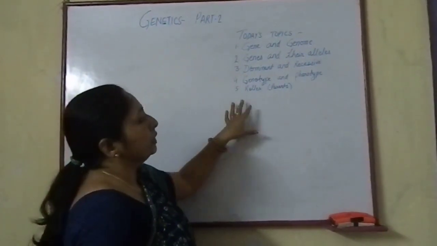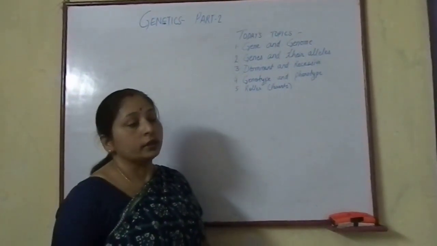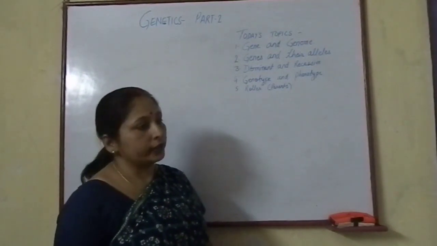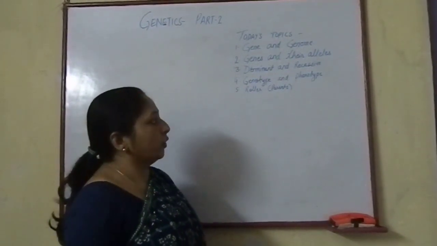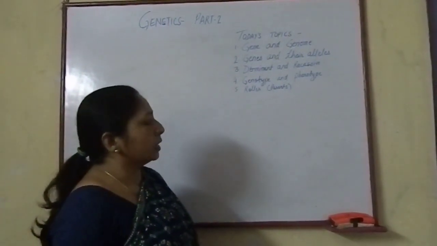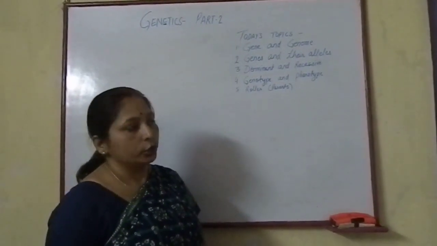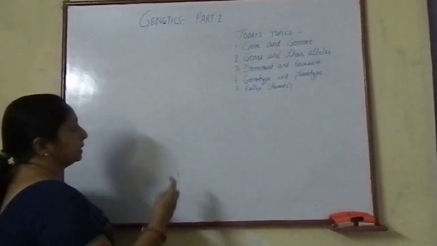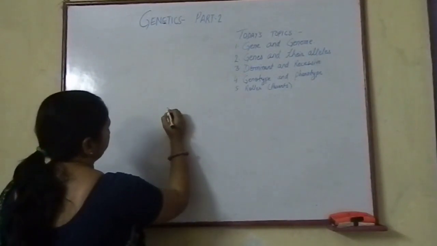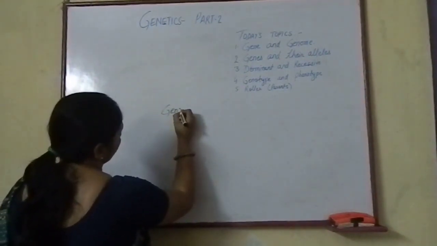and last we will discuss the Punnett square, where the parents have roller tongue while the offspring are roller as well as non-roller. So let's start with the first topic, which is gene.